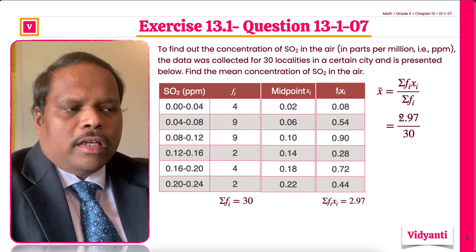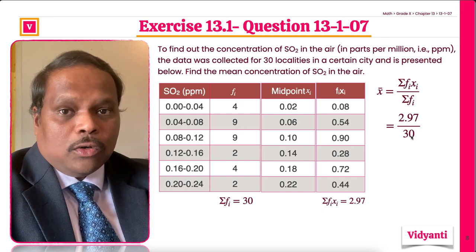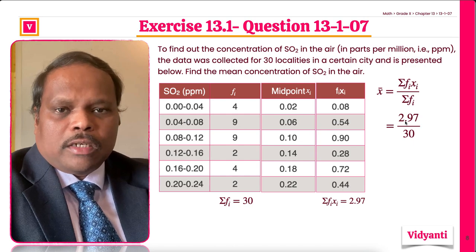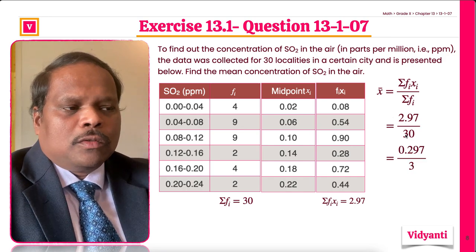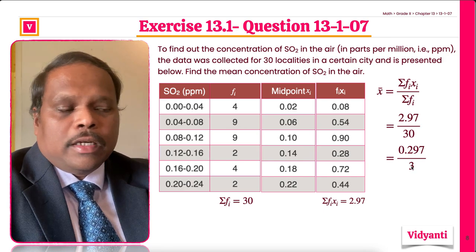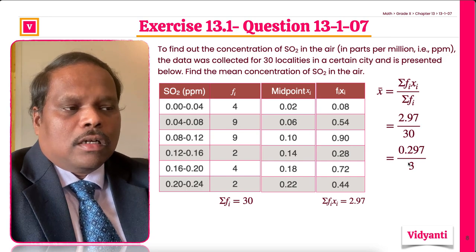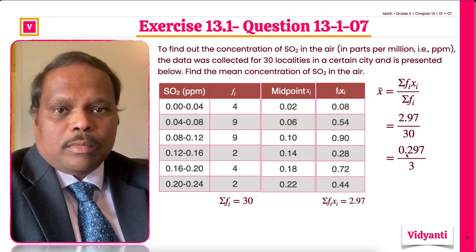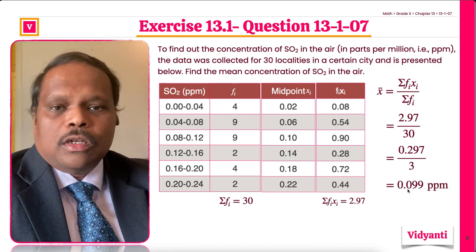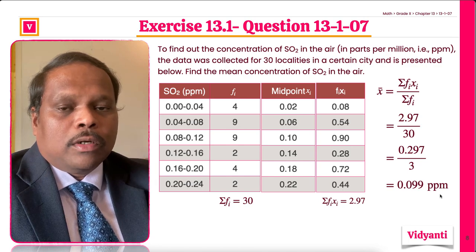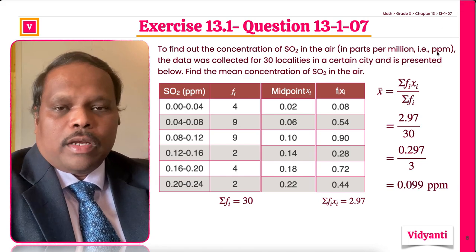Now, dividing directly by 30 is difficult, so I'm going to cancel 0 from the denominator, and to compensate for that, I'm going to shift the decimal point towards the left, which is as good as dividing both numerator and denominator by 10. So instead of dividing by 30, I will write 3, and instead of 2.97, this will be shifted 1 decimal to the left. Now, if you divide this, that will come out to be 0.099. The units will be parts per million, that is ppm, and that's your final answer.